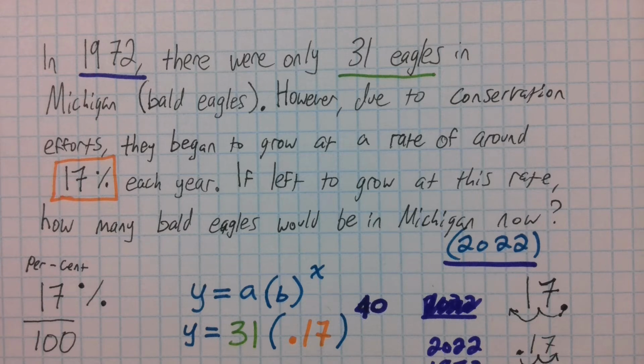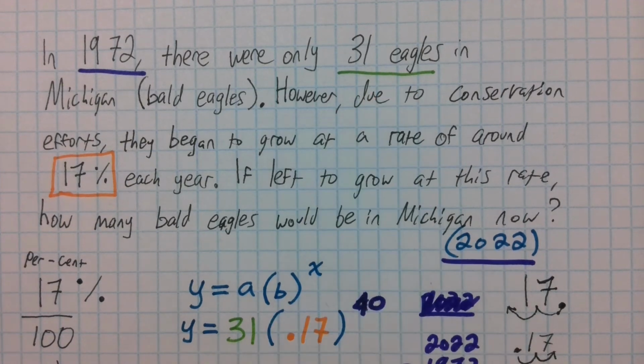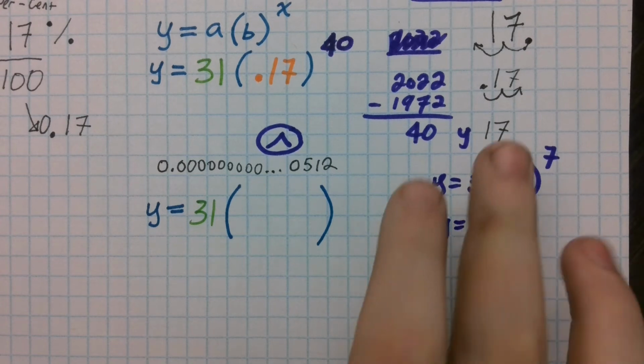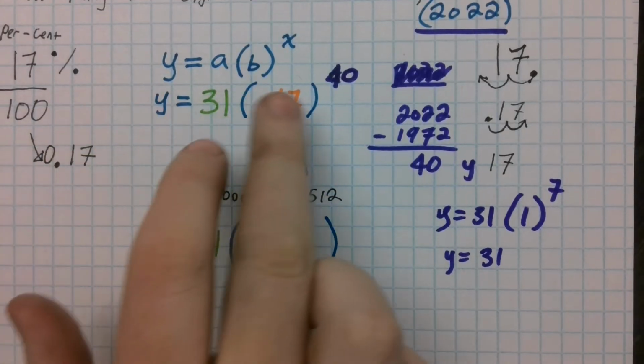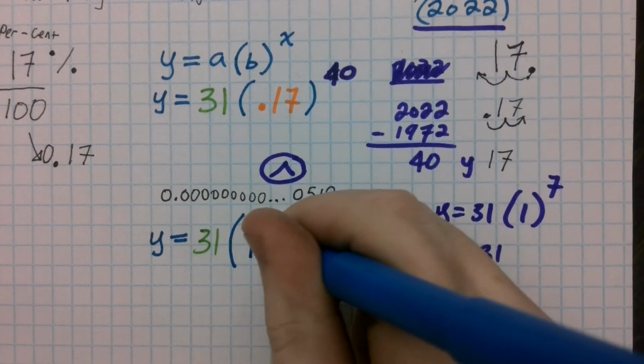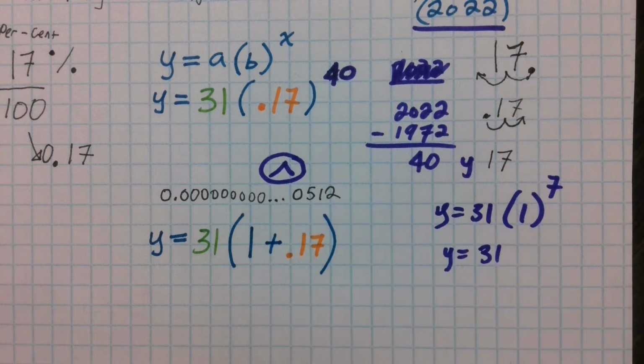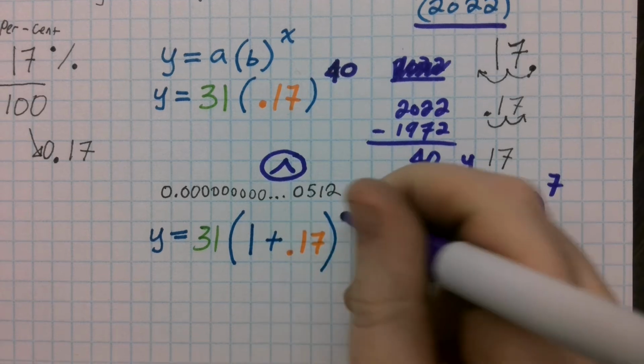Granted, I know that's not realistic. I know that life and death is a thing, but for the purpose of this problem, we want to stay at least 30 eagles, right? So we have to guarantee that our number is at 1, and then 17% more showing growth. To show that we start at 1 and then get 17% more eagles, we will write 1 plus 0.17. And we're taking it to the 40th power again.